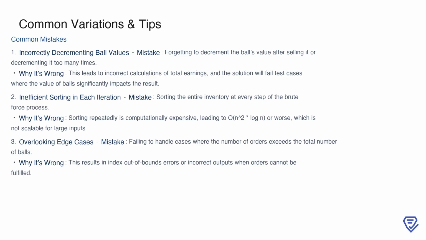Another mistake is inefficiently sorting the inventory during every iteration of a brute force approach. Sorting repeatedly is computationally expensive and can lead to time complexities like O(n² log n), or worse, which won't scale for larger inputs. Finally, overlooking edge cases can cause problems. For instance, if the number of orders exceeds the total number of balls available, you might run into index out-of-bounds errors or incorrect outputs when orders can't be fulfilled properly. These issues can derail your solution, so it's important to handle them carefully.